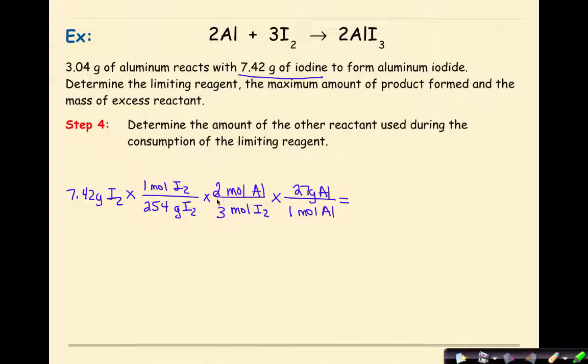And again, before I do my calculation, I'm going to say grams of I2, moles of I2, moles of I2, moles of Al, moles of Al. I'm left with grams of Al, which is what I want. And when I work this out, it's going to be 0.5258 grams of aluminum. Now, what does this represent? This represents the amount of aluminum used in the consumption of all the I2. This is how much was actually consumed compared to the original mass of aluminum present at the beginning of the problem.